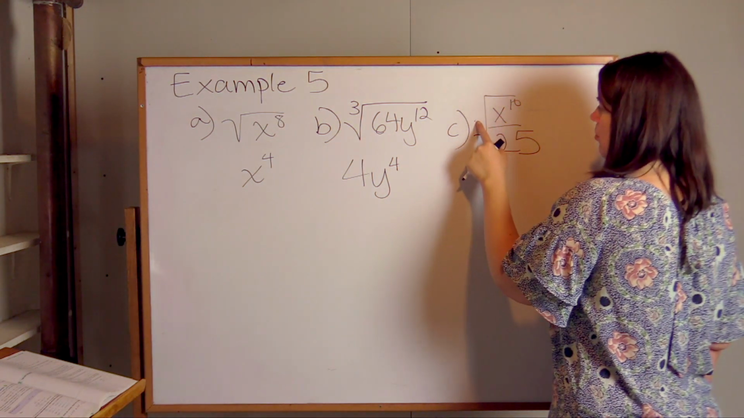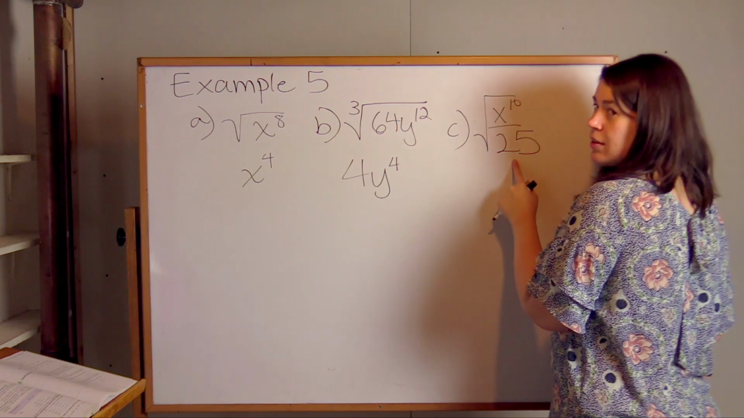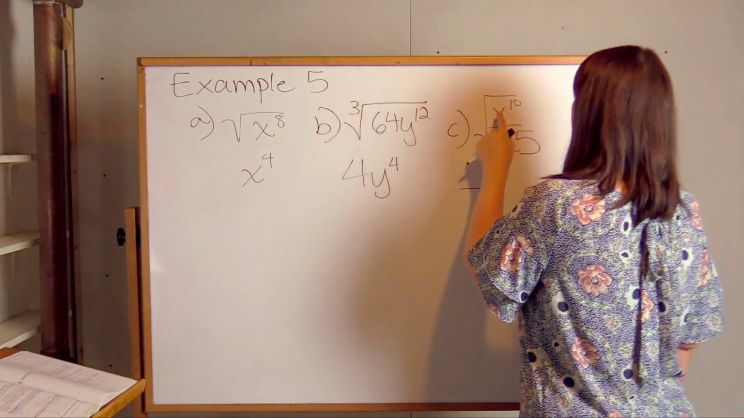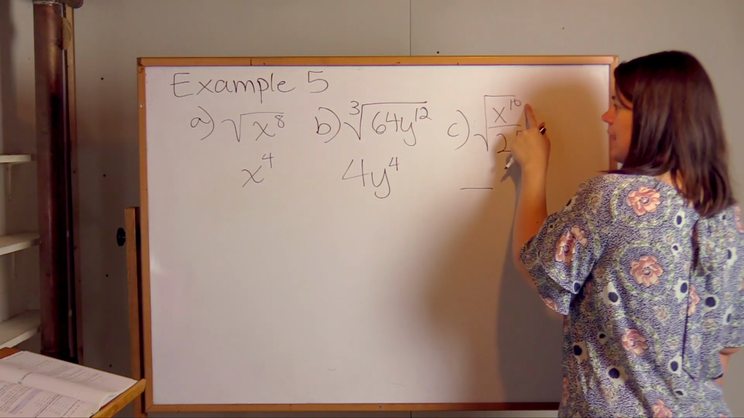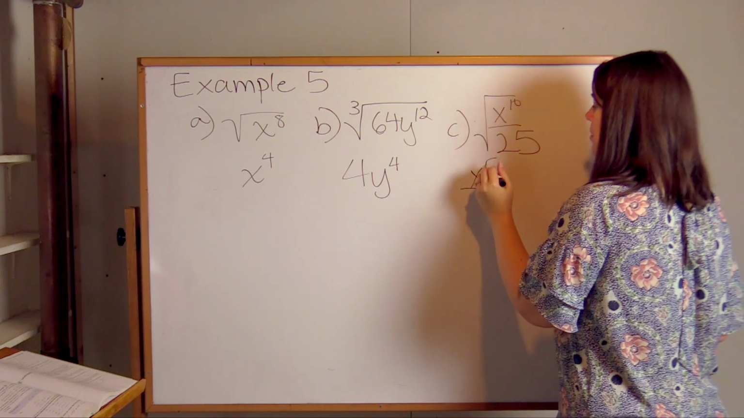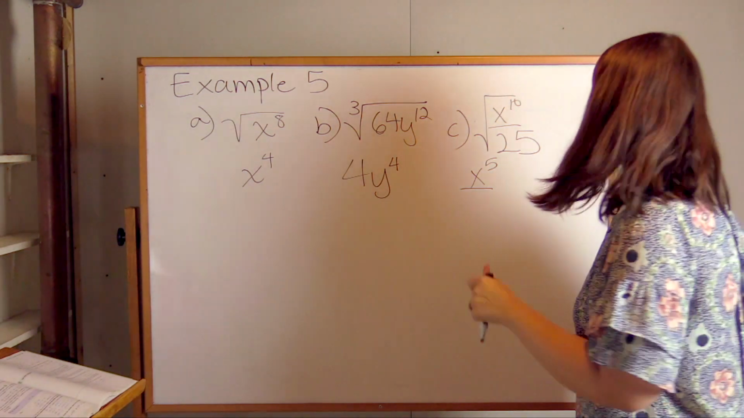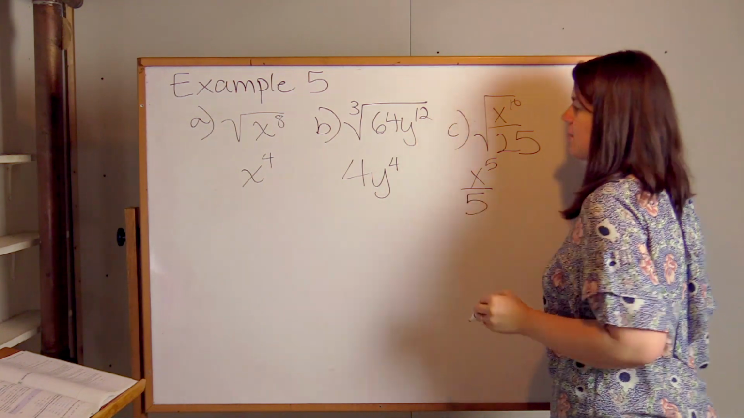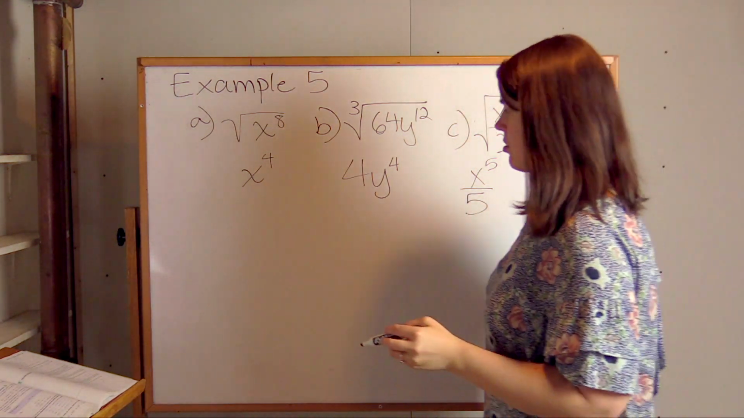All right, letter C. I have the square root of x to the 10th over 25. So numerator and denominator treated separately. On my numerator, x to the 10th, I'm taking the square root. So 10 divided by 2 gives me x to the 5th. 25 on the bottom, the square root of 25 is 5. All right, now let's do letter D.